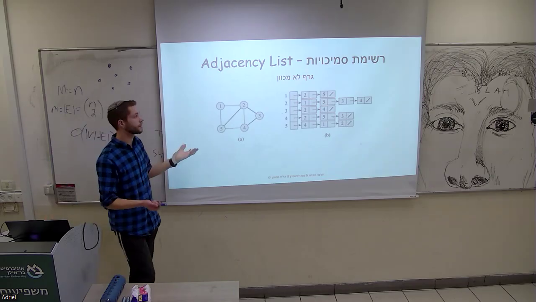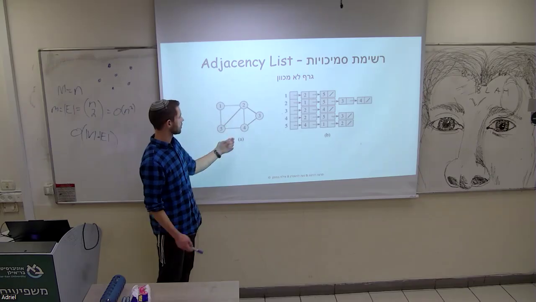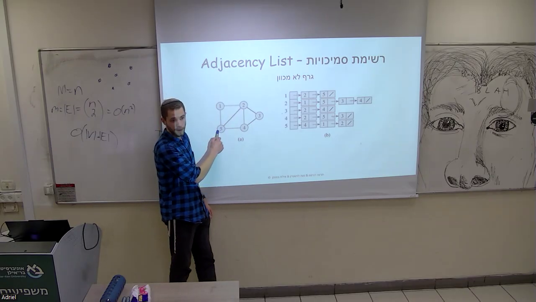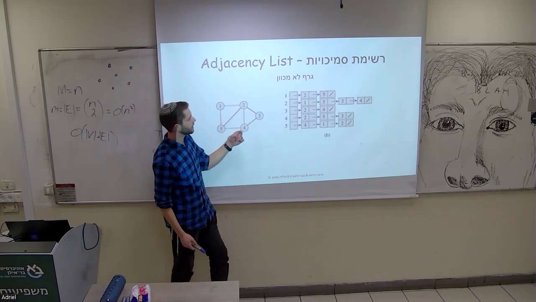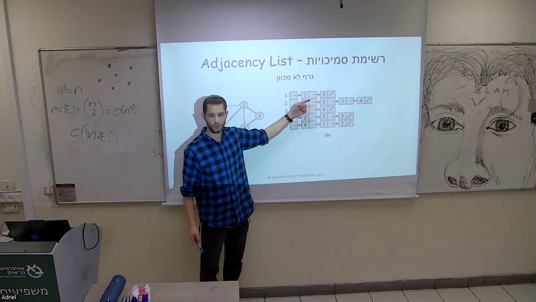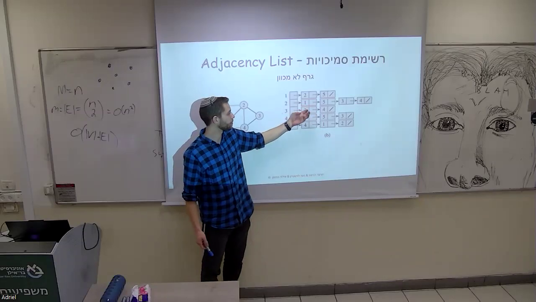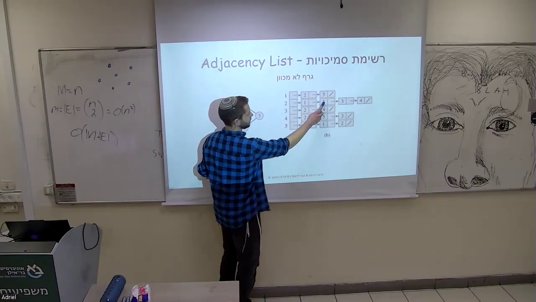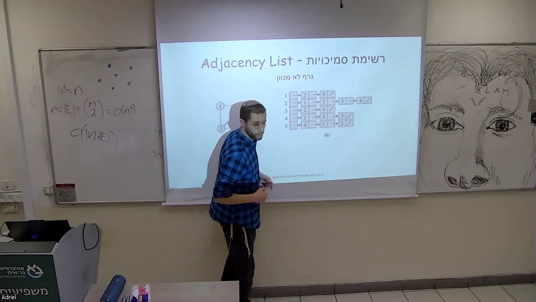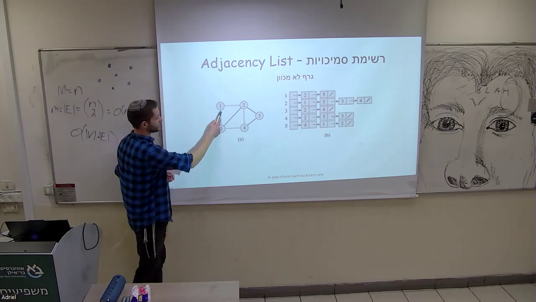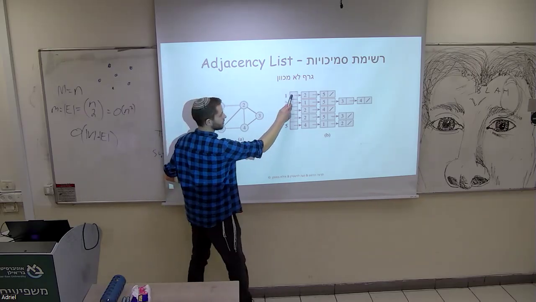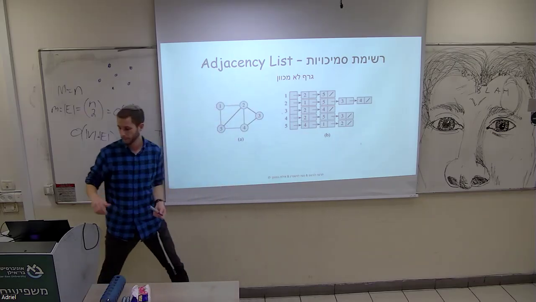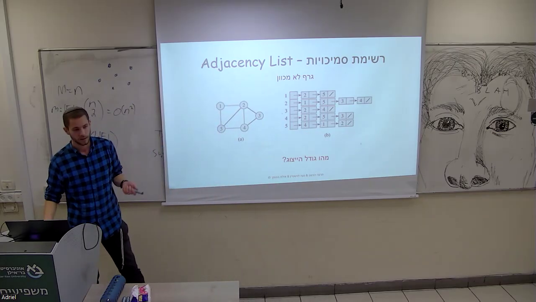Okay, now for a non-directed graph. For every edge, for 2, we have to add 5 as a neighbor, and for 5, we have to add 2. So really, for every edge, we're now adding two different nodes into linked lists. So for 2, we save 5, and for 5, we save 2. If I want to add an edge, let's say 1, 4, I have to add 4 to this linked list, and I have to add 1 to this linked list.